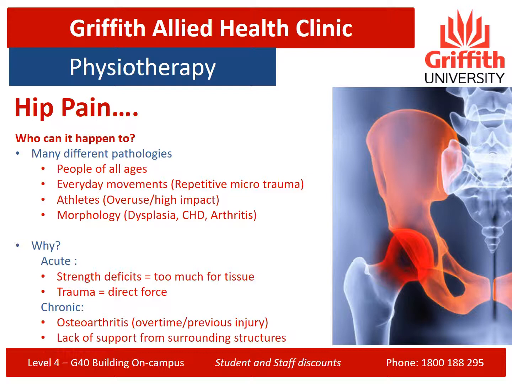The morphology of the hip predisposes some patients to early hip pain, with such conditions as dysplasia, general hip disease, or early onset of arthritis. Hip pain can be acute, which is generally from a traumatic direct force, or chronic, where it happens slowly over time, whether it's from a previous injury or just general osteoarthritis onset.